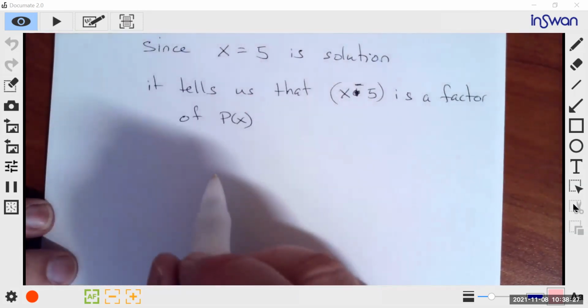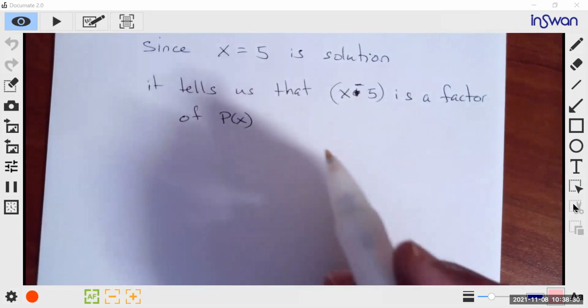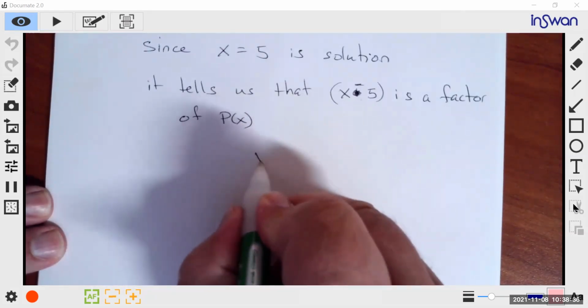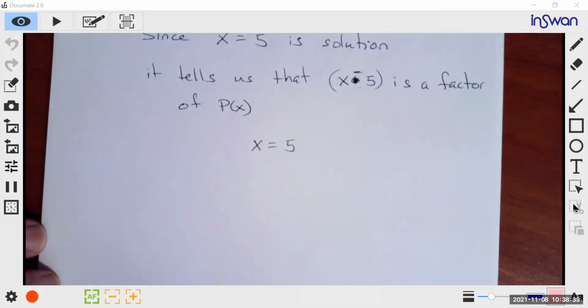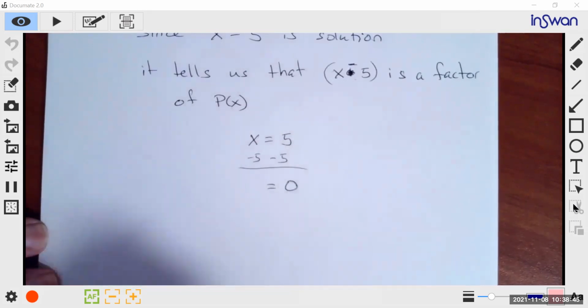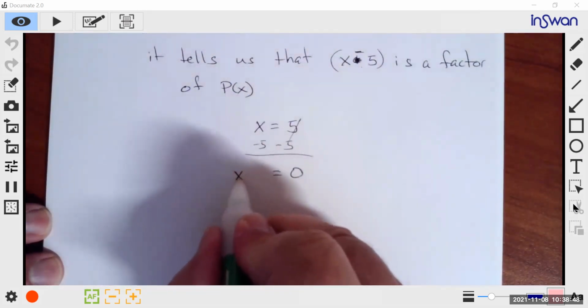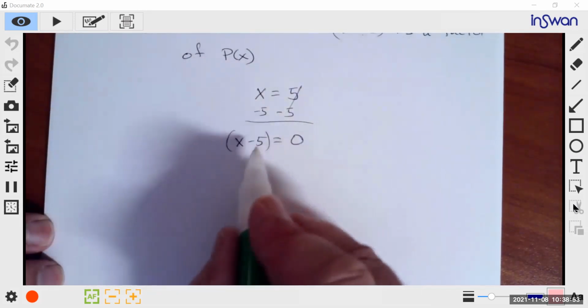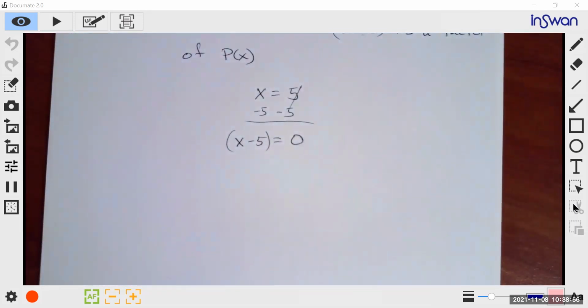Since x equals 5 is a solution, it's a 0, it's an intercept. That tells us that x minus 5 is a factor of the polynomial. Subtract 5 from both sides because we want it to be equal to 0. So that means x minus 5 is equal to 0. That means that's one of the factors of our polynomial. So if we can find the zeros, what numbers make them zeros, we can work backwards and create the polynomial.